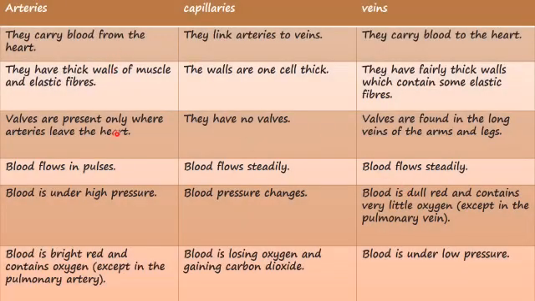So this is a column, just to make it simplified or easy for you. I put all these properties or their functions in a column. If we talk about the arteries, all arteries carry blood from the heart except the pulmonary artery. All arteries have thick walls of muscle and elastic fibers. They have valves present only where arteries leave the heart, to ensure that the blood is going in the proper direction. Blood flows in pulses, blood is under high pressure, and blood is bright red and contains oxygen.